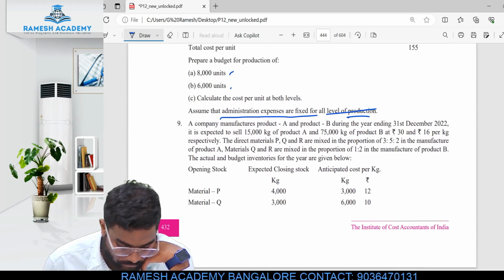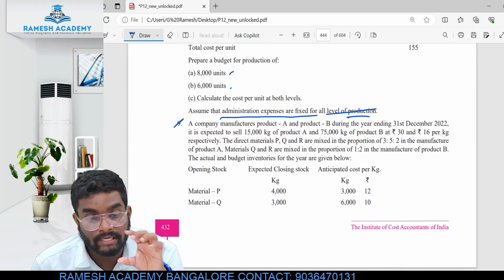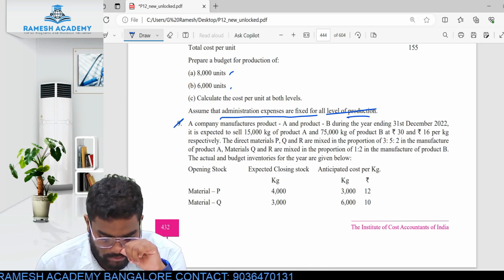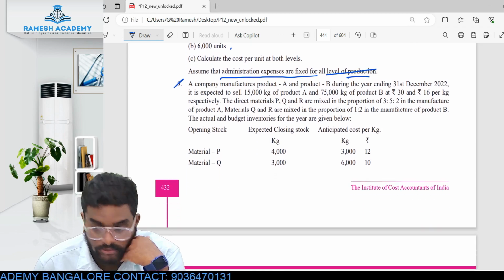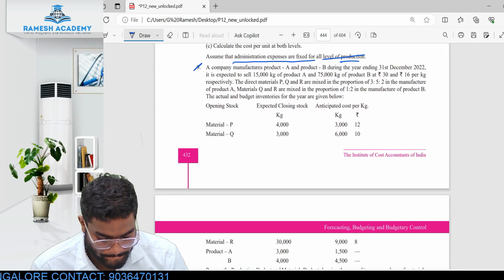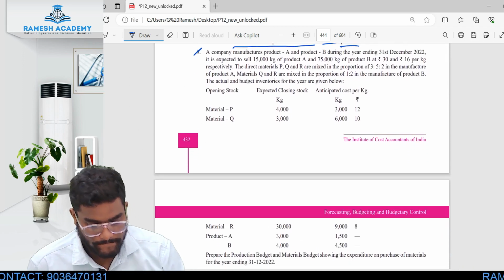So we are left with question number 9. Question number 9 is very typical, and we have to make an assumption and then proceed with it. So please read the question once. This will be the last question for the day.